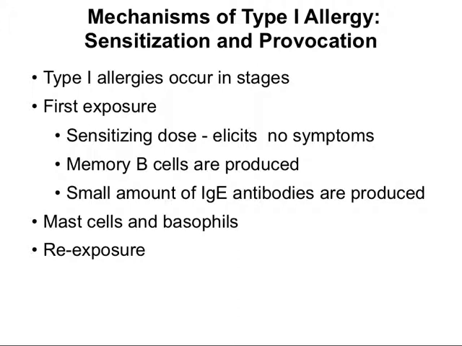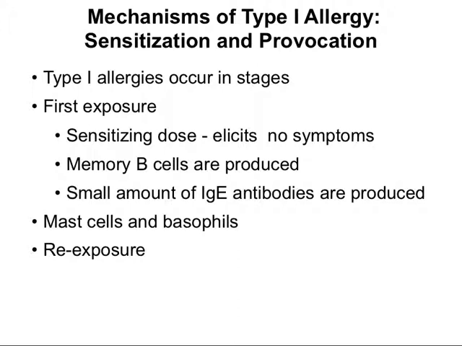The sensitizing dose is the one that's going to prime the immune system for any subsequent encounter. It elicits no signs and symptoms. However, memory B cells are produced. This makes them ready for the reaction of the immune system when there's a subsequent exposure.